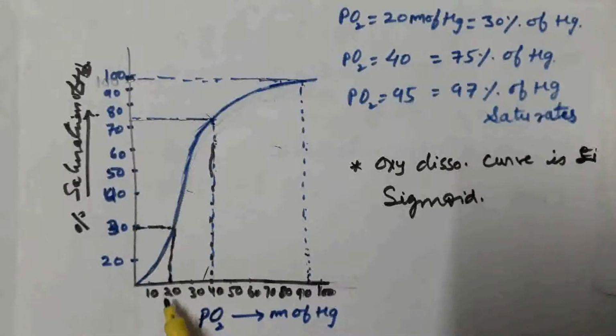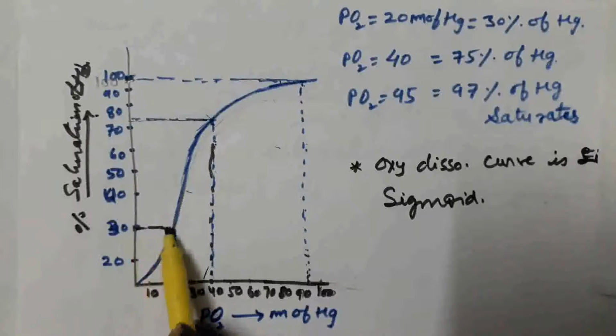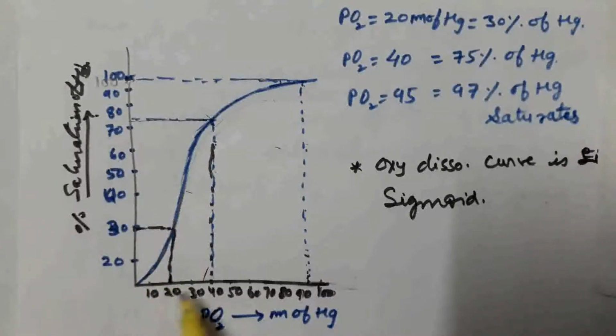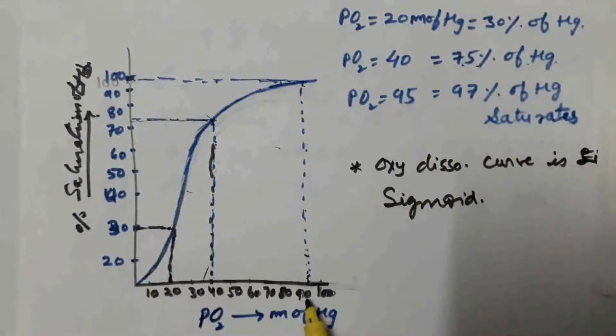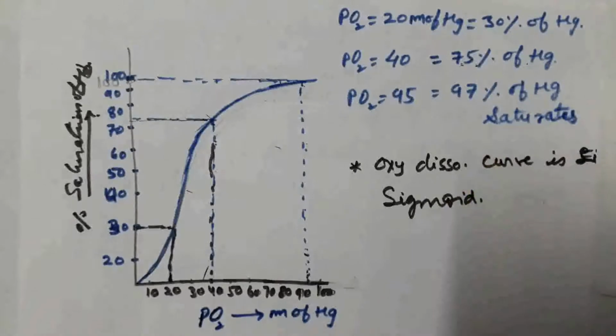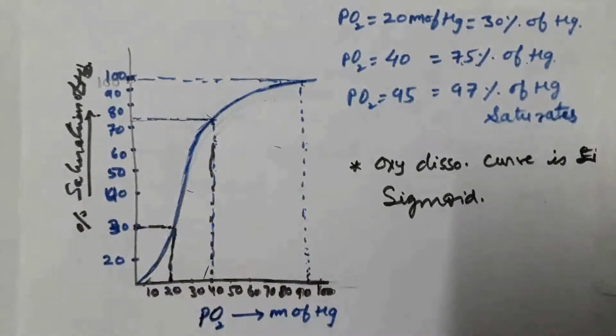At 20 mm partial pressure of oxygen, which is at the tissue level, 30% of hemoglobin is saturated. At 40 mm of mercury, which is in venous blood, the partial pressure of oxygen gives 75% of hemoglobin saturated, and at 95 mm of mercury partial pressure in the oxygenated blood, around 97% of hemoglobin is saturated. So the oxygen dissociation curve is a sigmoid curve.